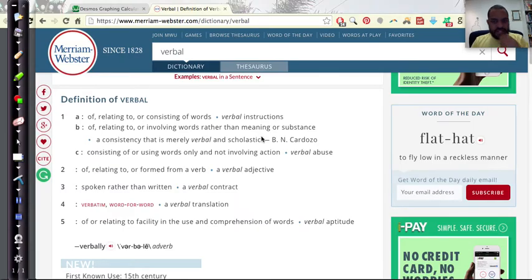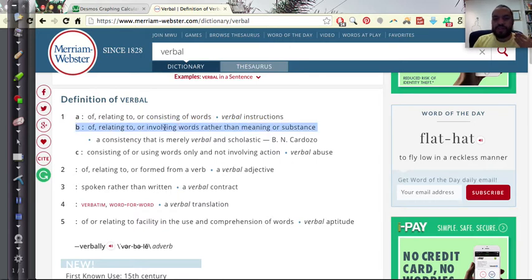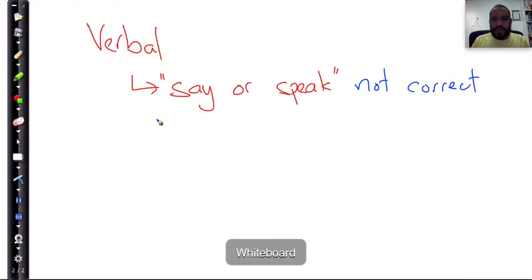Okay, so in here we can see the dictionary. It's got the definition of verbal: of or relating to or consisting of words. Verbal instructions: of or relating to or involving words rather than meaning or substance. You can see that here they speak of spoken rather than written, but the correct meaning is actually when it involves words. I wouldn't say the other is particularly incorrect, but it's not the most popular definition. So when we talk about something being verbal, it means it involves words. So I'm going to put down there: correct.